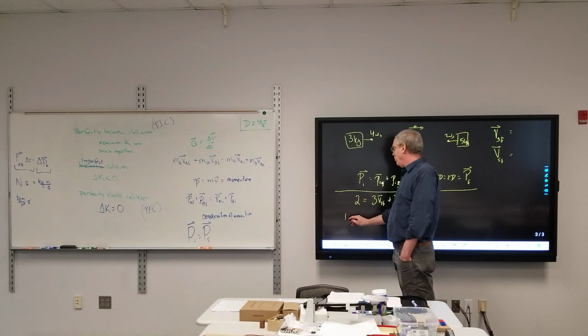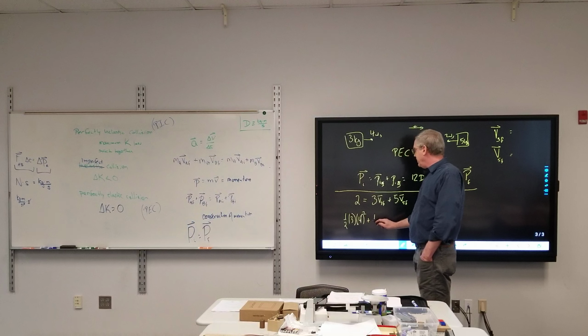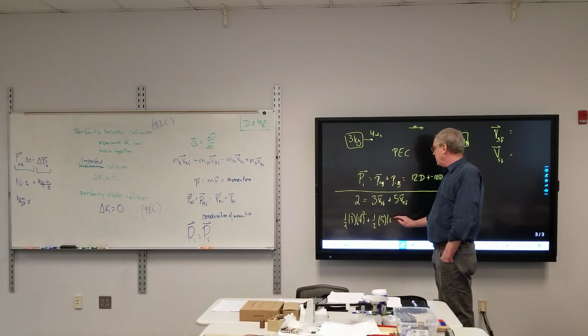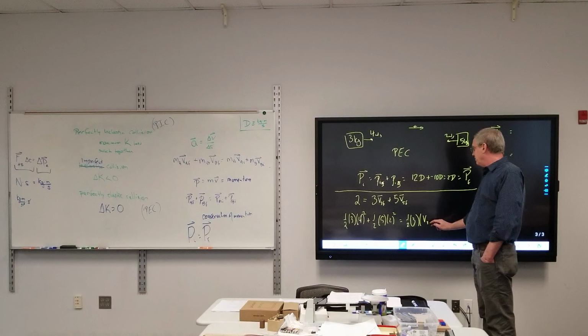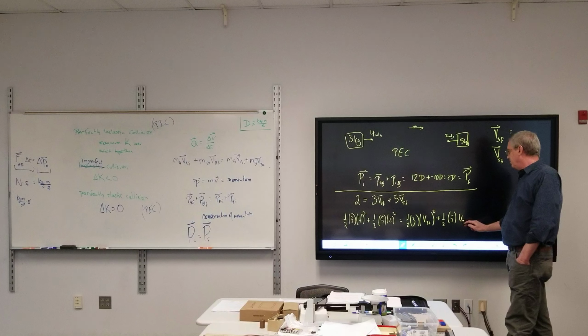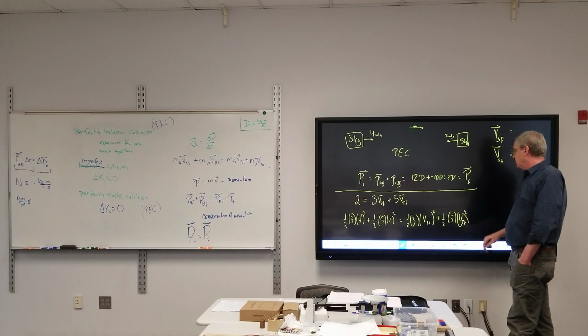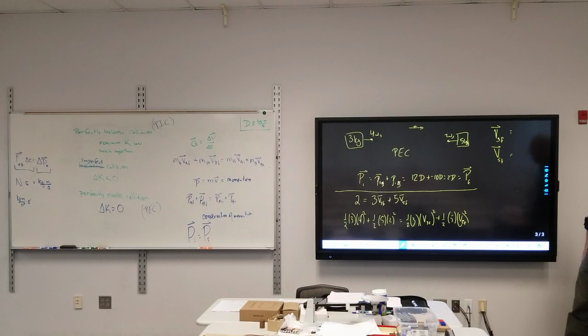All right, anyway. So I have 1/2 times 3 times 4 squared plus 1/2 times 5 times 2 squared equals 1/2 times 3 times V3 final squared plus 1/2 times 5 times V5 final squared. I now have 2 equations, 2 unknowns. Let's solve it. Questions before we actually have to solve it?